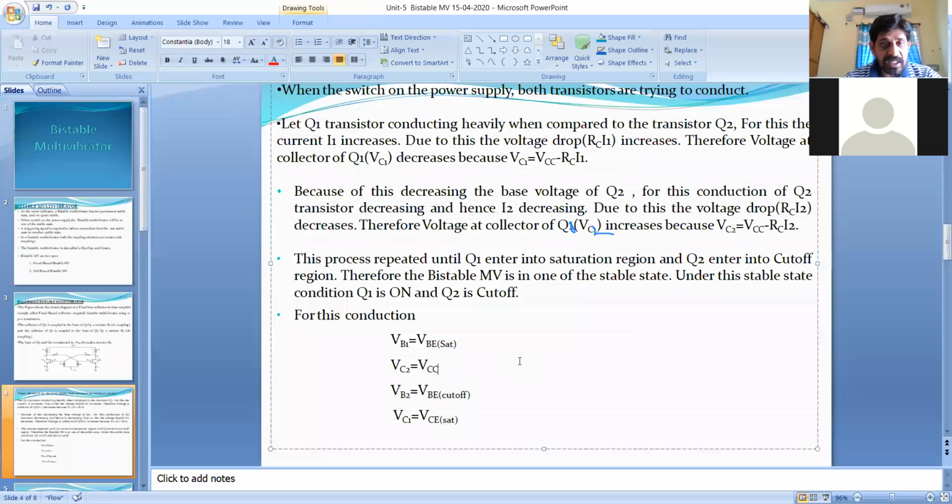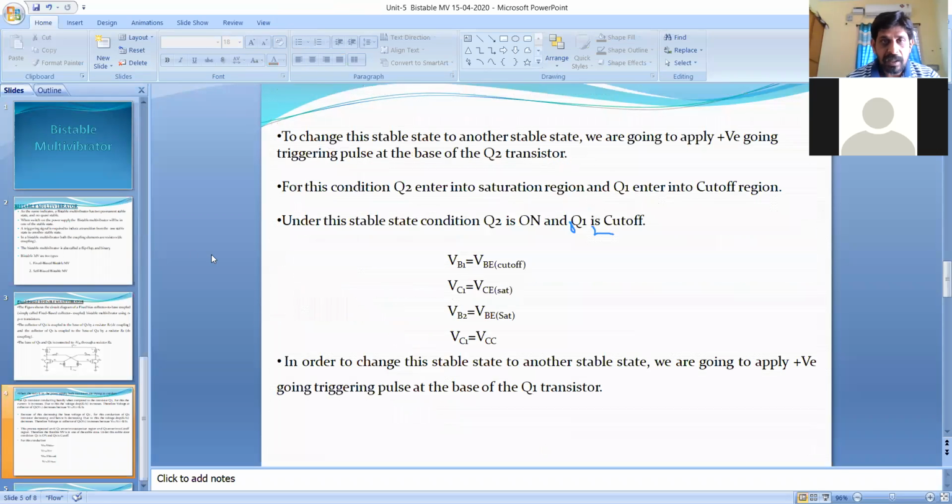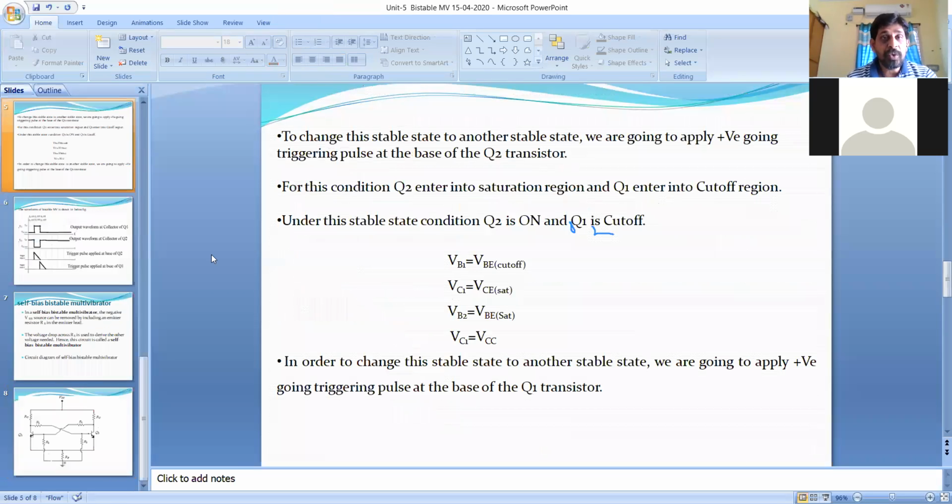Q1 transistor on కాబట్టి voltage ఎలా ఉంటుంది? VB sat approximately 0. Now Q2 is off కాబట్టి collector voltage approximately equal to VCC. VB2 is VB2 cutoff. Now this is one state. Now I am going to change the state. To change this stable state into another stable state, we are going to apply a positive trigger pulse.